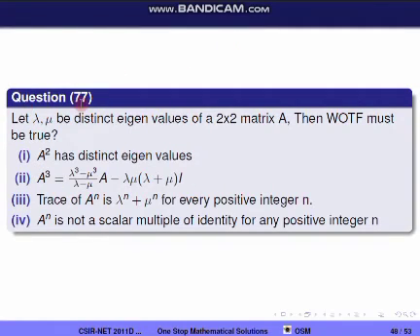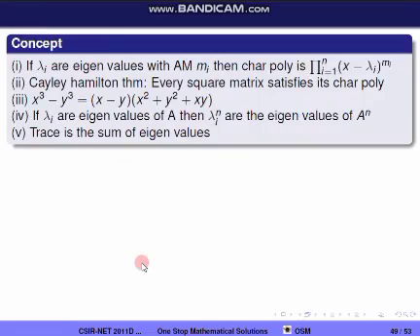Next question, question 77. Let lambda and mu be distinct eigenvalues of a 2 cross 2 matrix A. Then which of the following must be true? So we are given 2 distinct eigenvalues of A. We have to check which of the following options are true. First of all, we'll look into the concepts used.